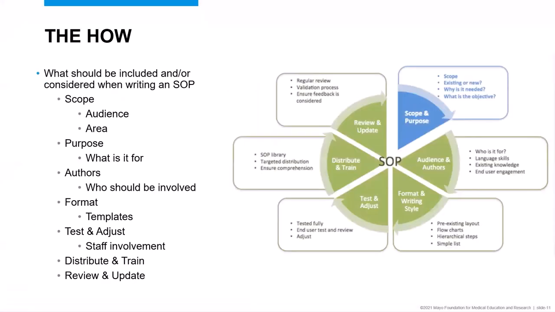So what should be included and or considered when writing an SOP? Well, first, a scope. Who is the audience? And which areas is this going to cover? So for example, at Mayo in laboratory services, we have several outpatient areas as well as the inpatient area. So the outpatient collection areas are different buildings, so they have different names. So that would be the areas. So in your scope, you would define which areas specifically would be utilizing the procedure. And then the purpose. What is this procedure for? What's it meant to accomplish?